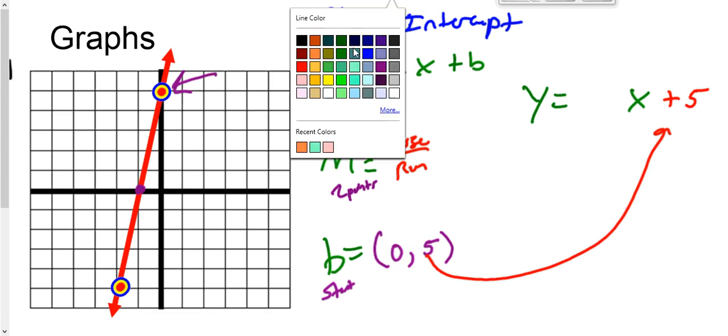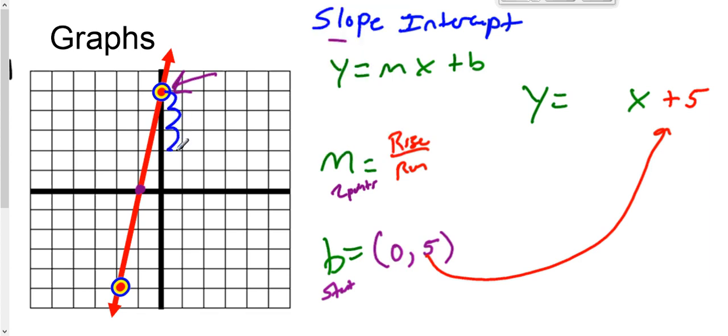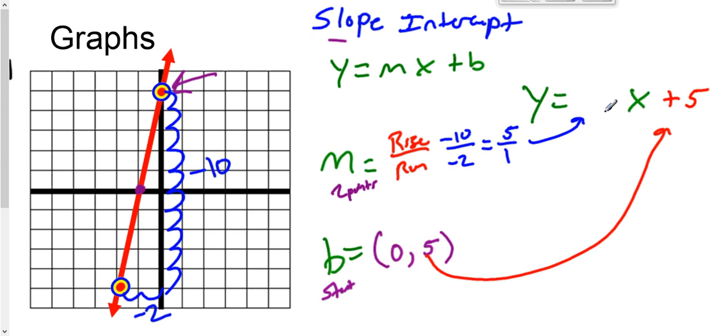From the first point to the very last point, 1, 2, 3, 4, 5, 6, 7, 8, 9, 10. That's negative 10. 1, 2, that's negative 2. Rise over run, negative 10 over negative 2. Always simplify, 5 over 1. And we have our equation.